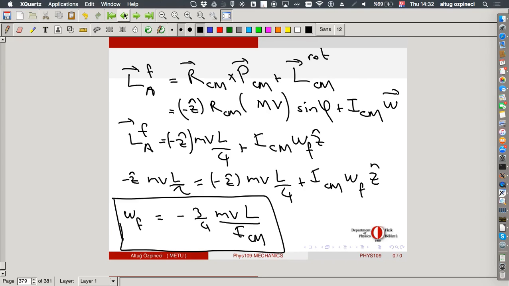Now we already had calculated the final angular velocity in terms of the moment of inertia around the center of mass. So this is equal to minus 3 over 4 mvl times 32 over 7 ml squared.